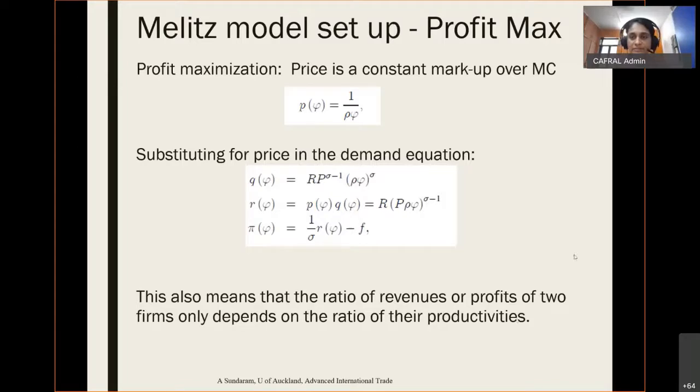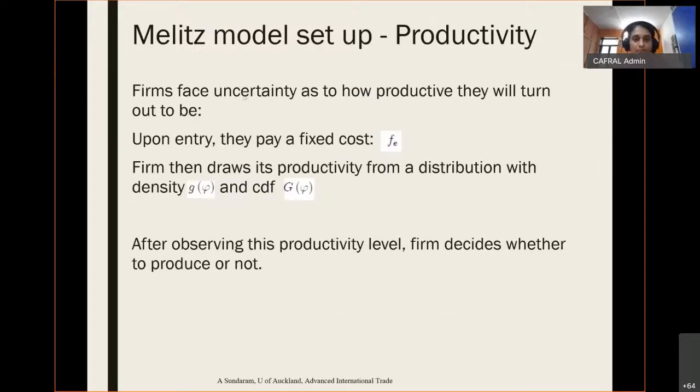Okay, now let's move on to what the game looks like. What is the timeline here? What are the different stages? The first thing is that firms face uncertainty as to how productive they're going to turn out to be. They know that they're going to be drawing their productivity level from a distribution, but they don't know exactly what that draw is. Upon entering, they will pay a fixed cost of entry. So F_E is an entry cost. Think of this as simply setting up a firm: you have to get your license and rent a property and all of that. That is the fixed entry cost.